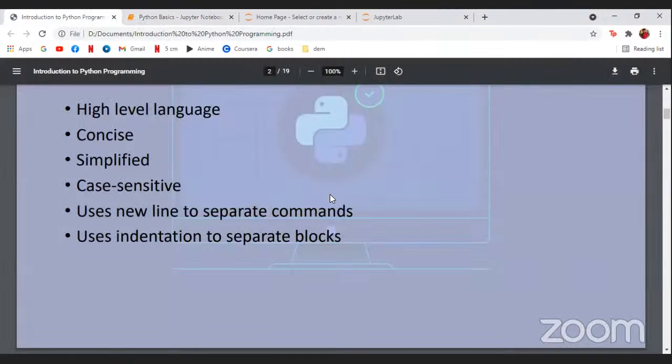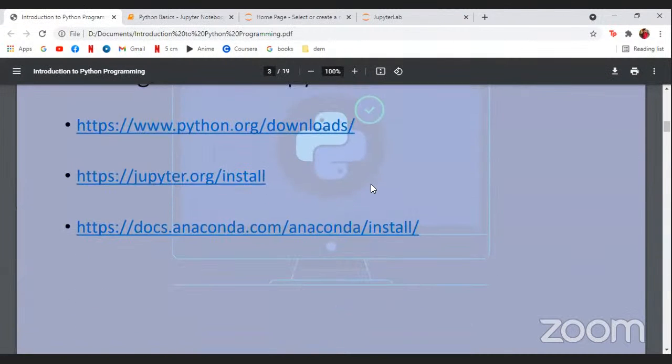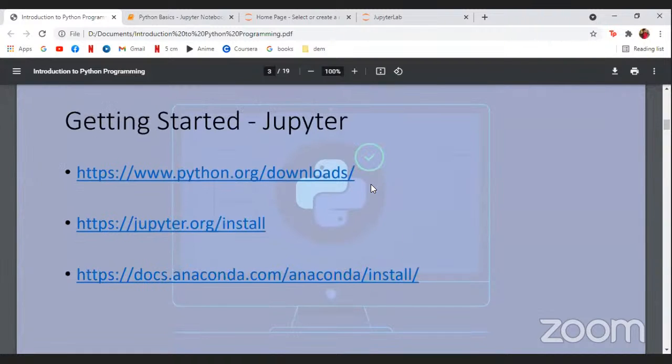So Jupyter I've already shown you, but if you want to install Jupyter, which is what I recommend doing after this session, you can follow these links, which I'll be sending to you later. It's pretty easy to install, although it might take some time because these are big files, but it'll be useful if you get it on your computer rather than using something online.